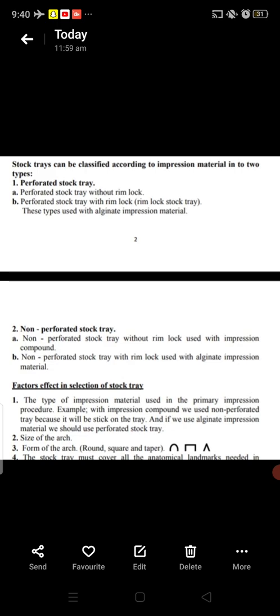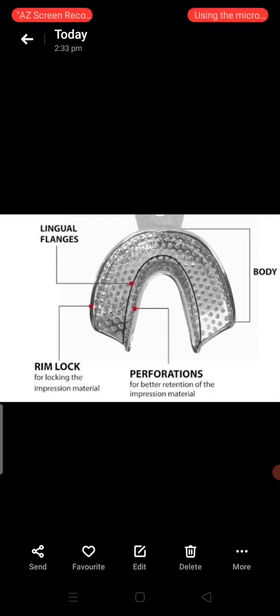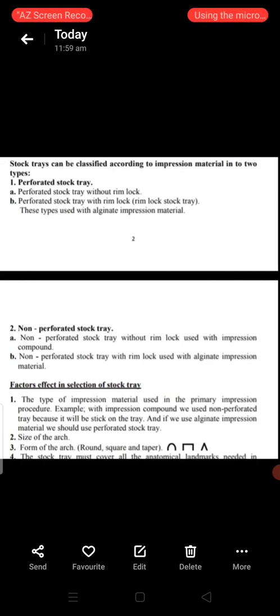Now, these types, perforated stock tray without rim lock and perforated stock tray with rim lock, are used with alginate impression material. Now, what is a rim lock? Look at this diagram. There is a rim lock, which is shown in red color. A rim lock is for locking the impression material. These are the locks in the impression tray for locking the impression material. Next is the perforation. What is the purpose of perforation? It is for better retention of the impression material, because it gives retention to the impression material.